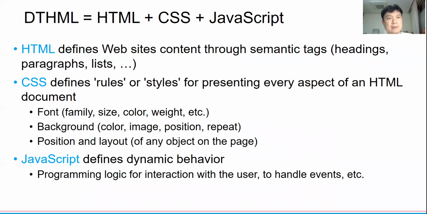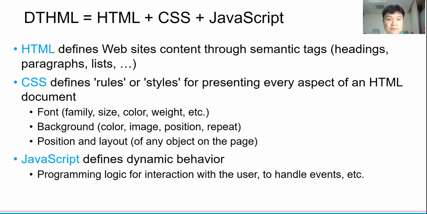So DHTML is a combination of HTML, CSS, and JavaScript. You know HTML defines the website content with semantic text, like headings, paragraphs, and lists. CSS is part of the styling. So we can say it is the rules to present. It should give you a good visualization, for example, the font, background, position, and layout.